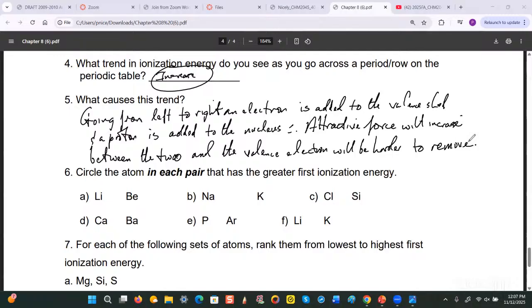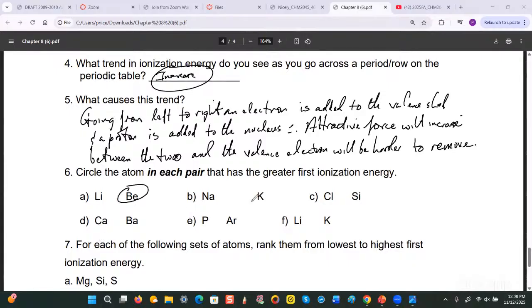Number 6 says circle the atom in each pair that has the greater first ionization energy. And the first one is lithium and beryllium. So if you look at lithium and beryllium, they're right next to each other. Lithium first and then beryllium to its right. So which of these two would you expect to have the higher first ionization energy? Beryllium. Beryllium, exactly. Okay, very good.